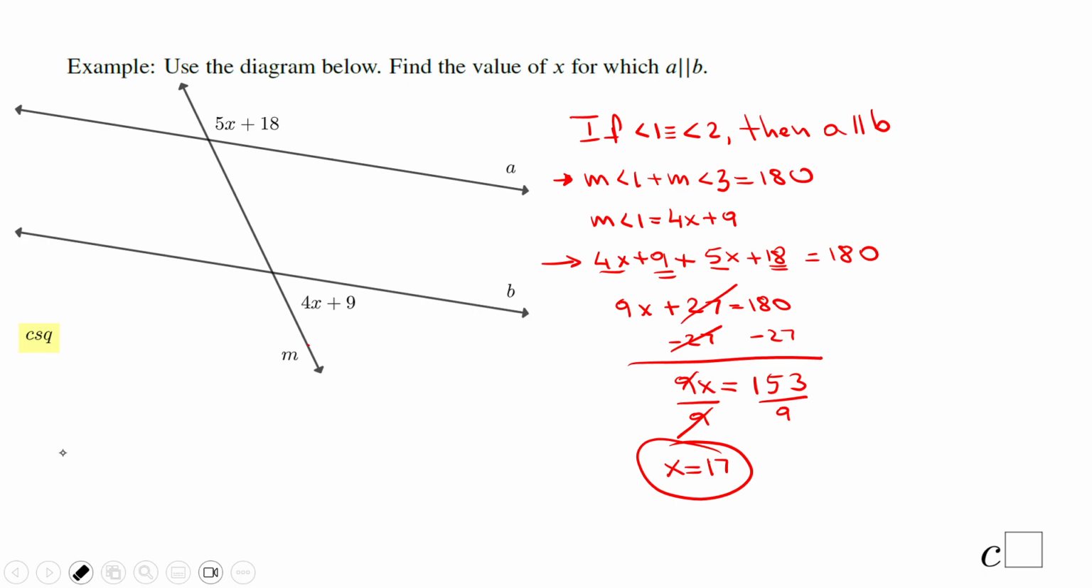Let me just check very fast. What do we get here? 5 times 17 plus 18. That will be 103. And let's hope this one will be like a 77, I guess. Let's double check. 4 times 17 plus 9, 77. You notice now these two angles are supplementary, so these two lines are parallel lines. But again, we do not have a straightforward converse theorem for this type of angles. We kind of use a little bit more critical thinking, logic.